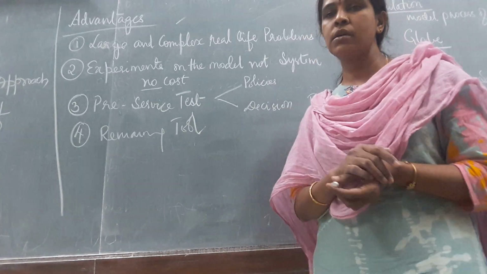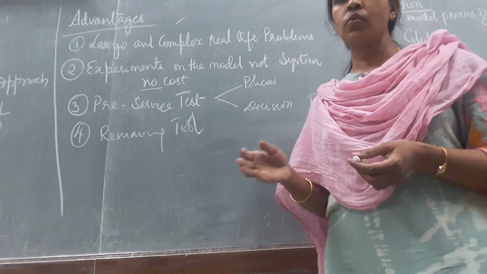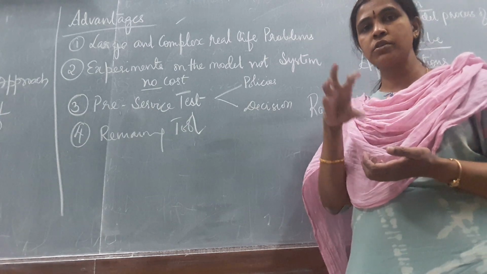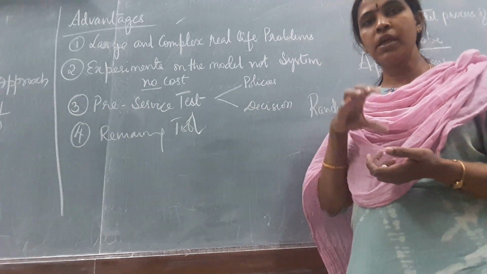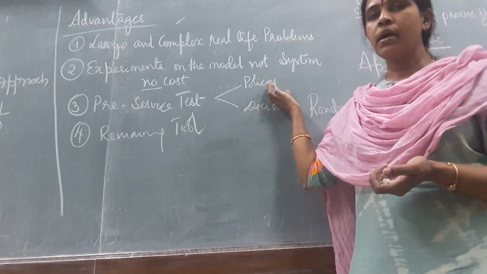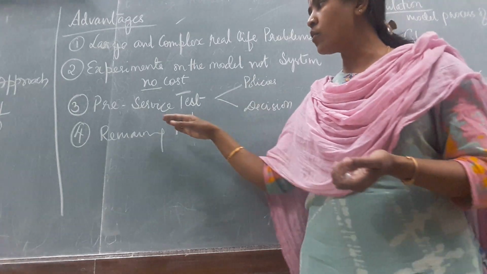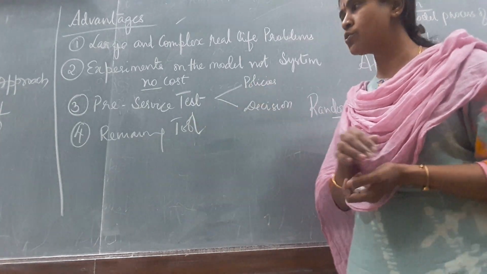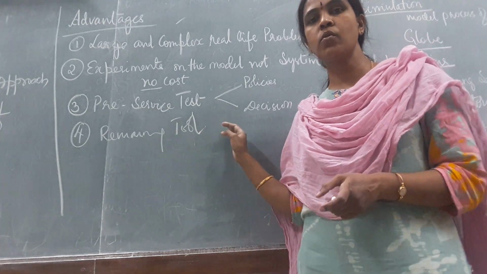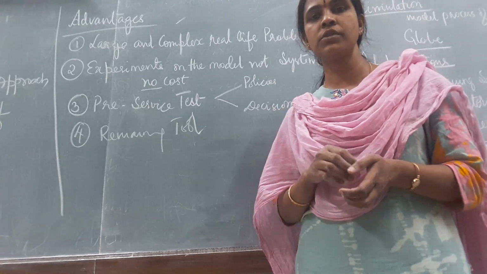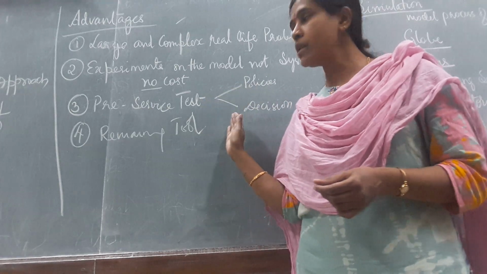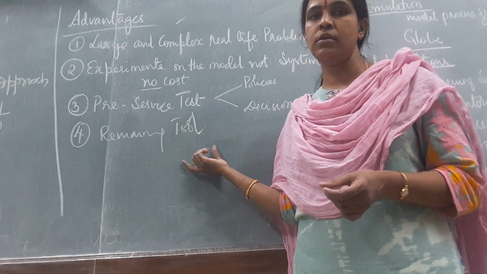Next one is that it's a pre-service test. As I told you, in simulation, real life situations are worked out with a model. Only if the model is working will you implement it for the organization. When you are taking a policy or a decision, it is better that you go for a pre-service test, which is facilitated through simulation. And finally, sometimes you may not have other tools, so this is the only tool left over. There are various other techniques available in operations research and QT. If other systems fail, then you can go with this tool.